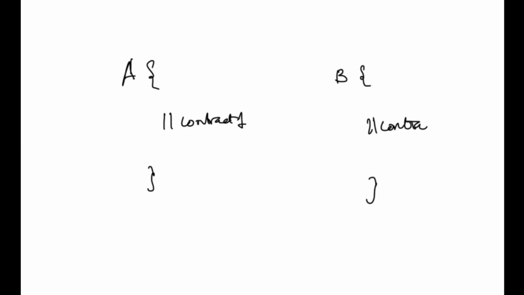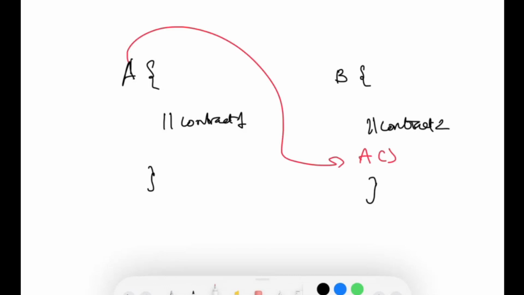Okay, let's say we have A and we have B. A is contract one and B is contract two. Now, for some reason, A is called here in B's contract. That means A is called, and after A is done, the control returns back here and B gets completed.